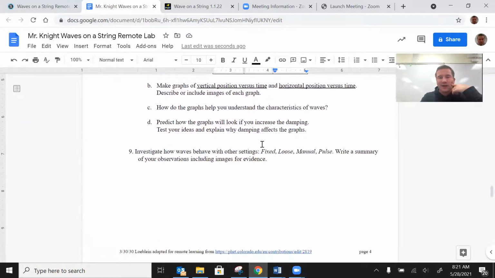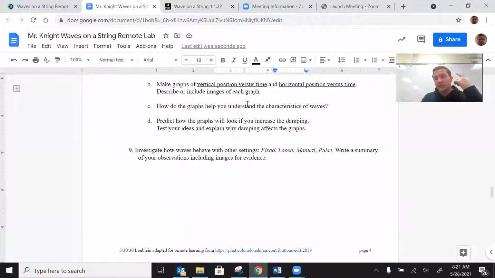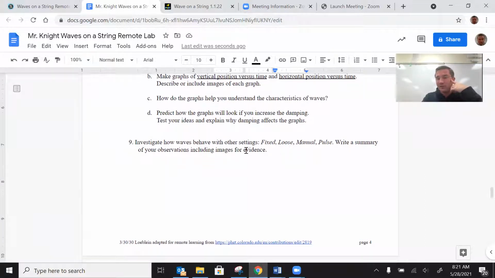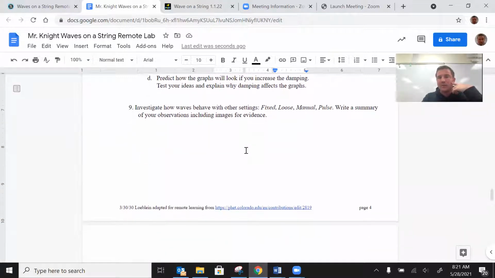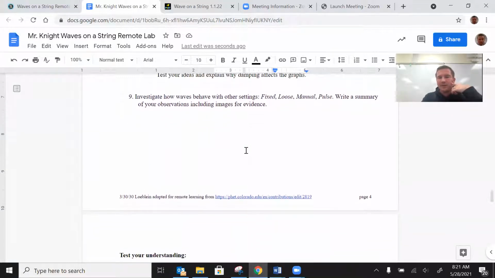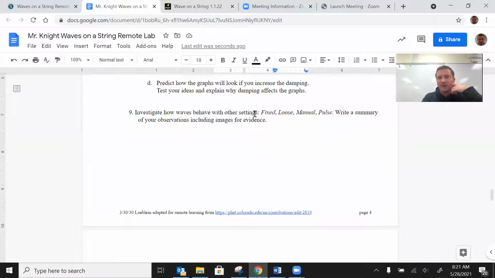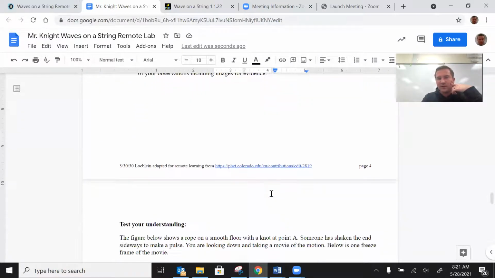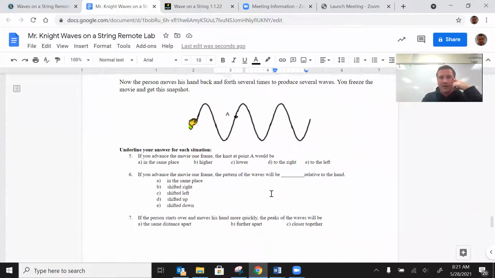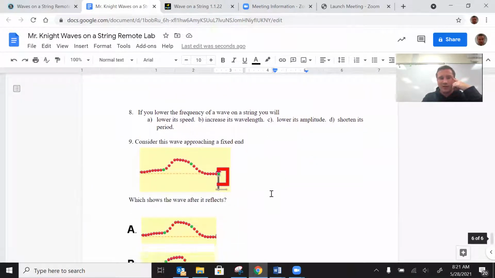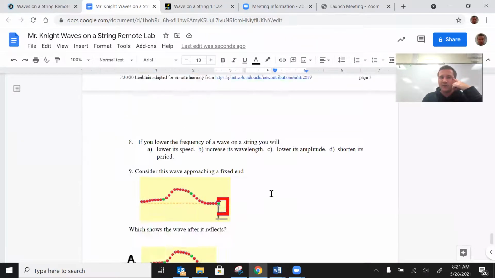All right. Predict how the graphs would look, or how to answer a little question here. How do the graphs help you understand wave characteristics? Predict how the graphs will look if you increase the damping. Test your ideas, explain damping. You guys can do that yourselves. Investigate how waves behave with other settings, loose manual, write a little summary there. So a little brief description. And then the bottom here is just some questions that I want us to answer.